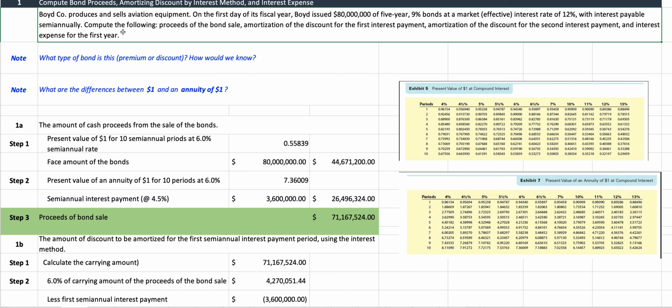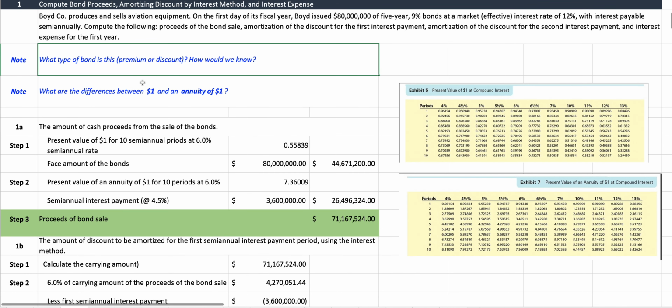At the very top it says, Boyd Company produces and sells aviation equipment. On the first day of its fiscal year, Boyd issues $80 million of 5-year, 9% bonds at a market interest rate of 12% with interest payable semi-annually. So we're going to compute the things that we had just talked about and also journalize at the very end.